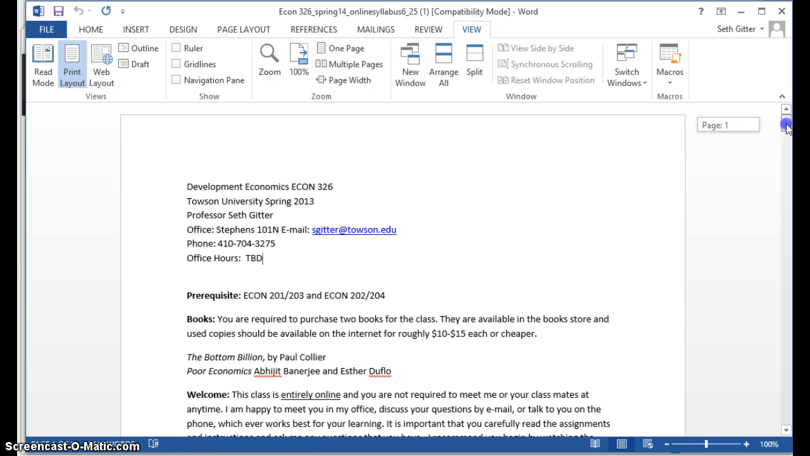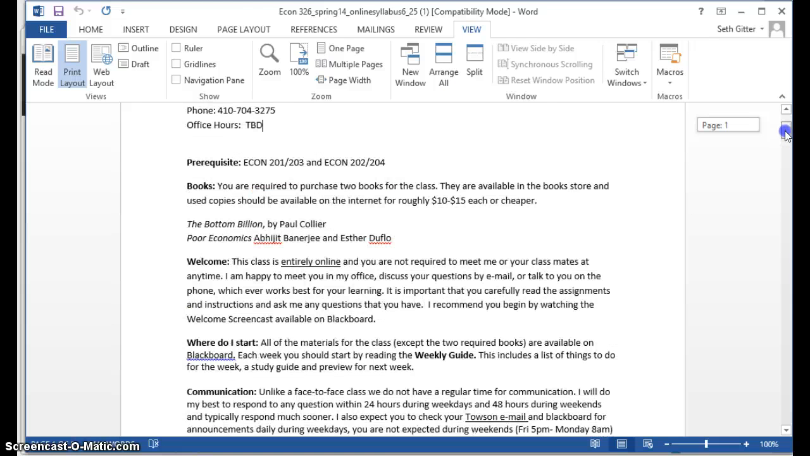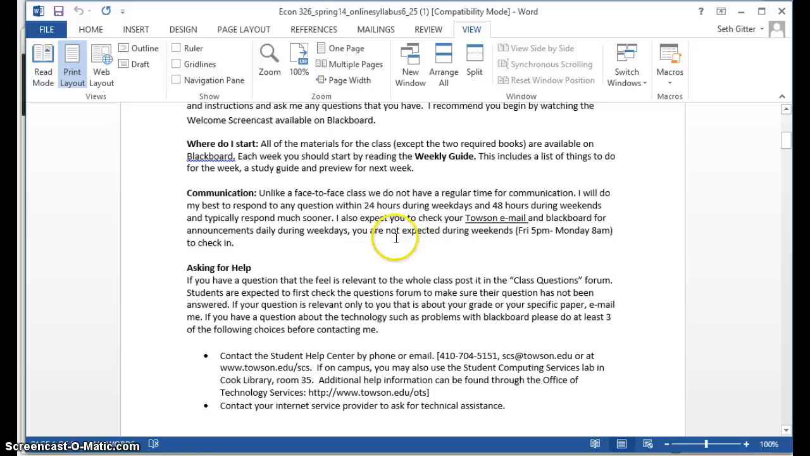Usually in class, I'm not going to read through the whole syllabus, but we've covered most of the stuff. Get the book The Bottom Billion by Paul Collier. You've watched the videos. You know where to start. You know how to reach me.